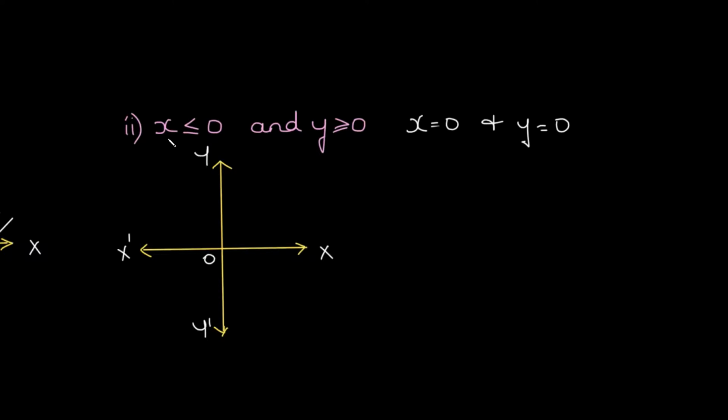Also, since they have given us x is less than or equal to 0, the solution set comes on the negative side of the x-axis, and also y is greater than or equal to 0. That means on the positive side of the y-axis. That means the solution set is in the second quadrant. So we shade the second quadrant over here. So this becomes our feasible region.